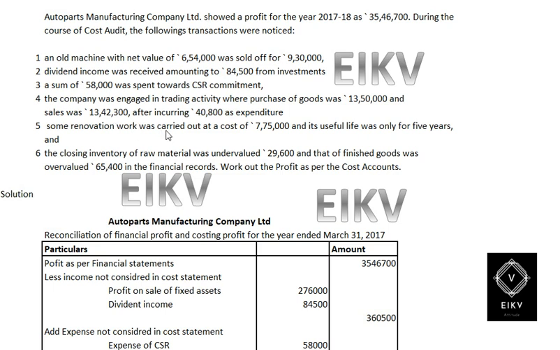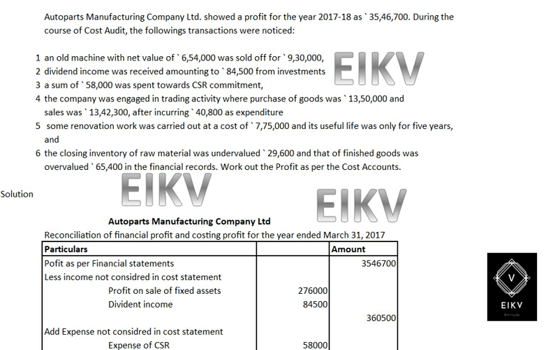Some renovation work was carried out at a cost of rupees 7,75,000 and the useful life was only for 5 years. The closing inventory of raw material was undervalued by rupees 29,600 and the finished goods was overvalued at rupees 65,400 in the financial records. Work out the profit as per cost account.